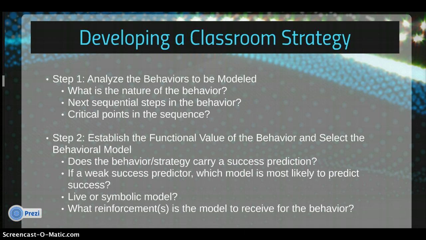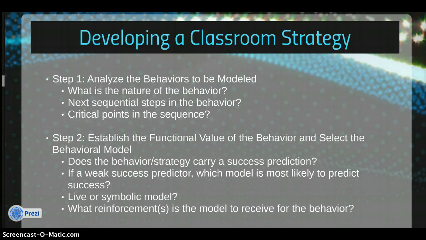There are 4 steps in developing a classroom strategy based on Albert Bandura's social cognitive theory. The first step is to analyze the behaviors to be modeled. To accomplish this analysis, one must first ask, what is the nature of the behavior? Essentially, is it conceptual, motor, or affective? Or is it a learning strategy? Next, one must identify the sequential steps in the behavior. Finally, one needs to determine the critical points in the sequential steps. These critical points are the steps that would be most difficult to observe and which steps will likely be incorrectly applied.